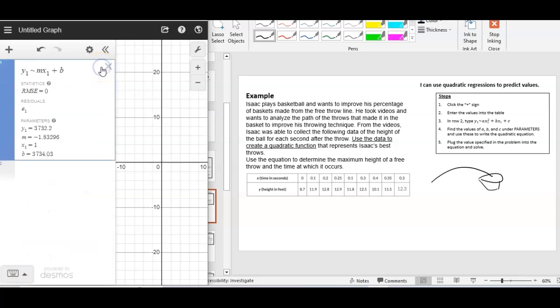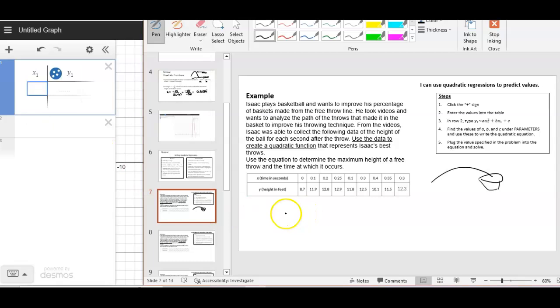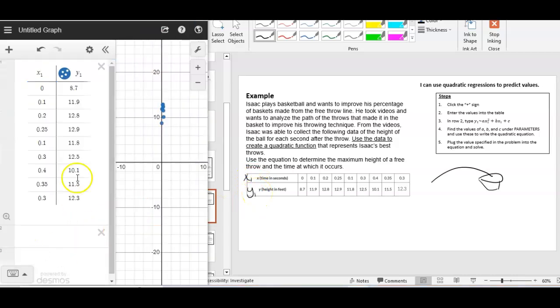So whenever we're starting in Desmos, I'm just going to clear everything I already have. And then I'm going to click plus and then choose the table. And then I'm going to go ahead and enter these values into X1 and Y1. Okay, so remember this is going to be X1 and this is going to be Y1. So I'm going to pause the video while I do that. Okay, so now I have all these values entered here from my table.